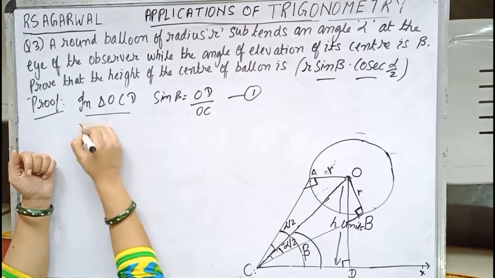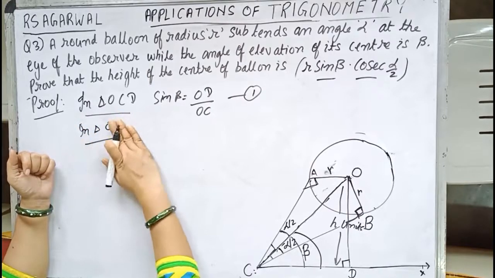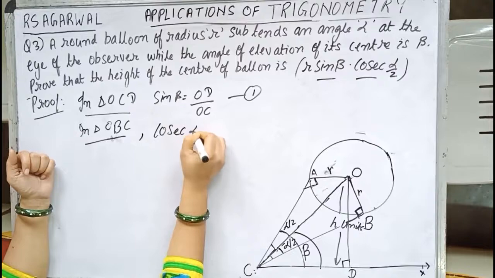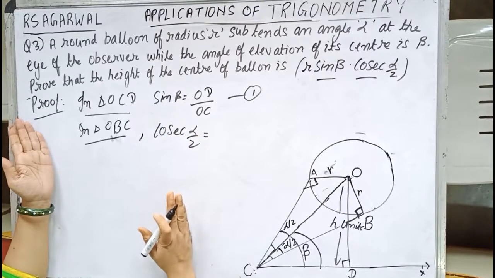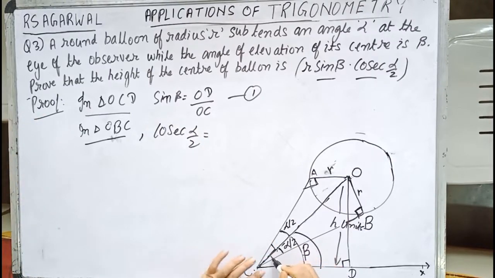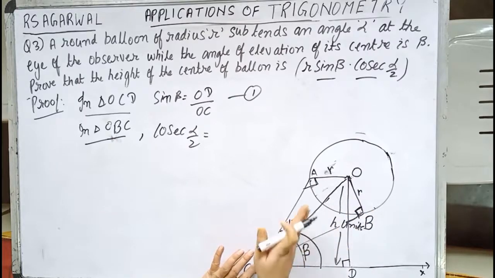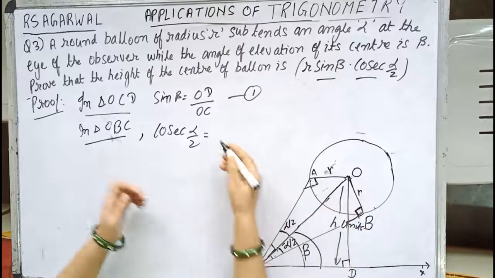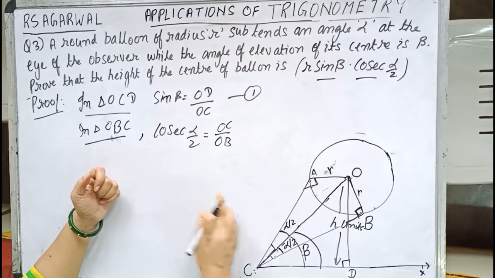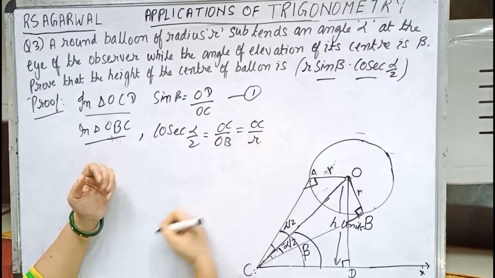So in triangle OBC, cosec of alpha by 2. Now sine is perpendicular by hypotenuse, so cosec is hypotenuse by perpendicular. For this triangle, perpendicular is OB and hypotenuse is OC. So cosec alpha by 2 equals OC by OB, which means OC by R.